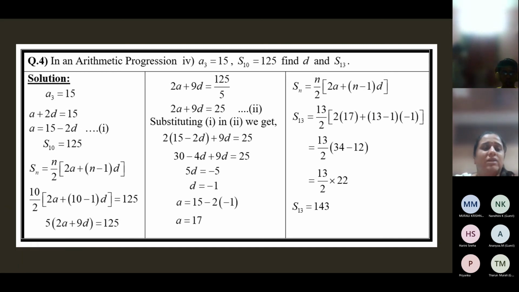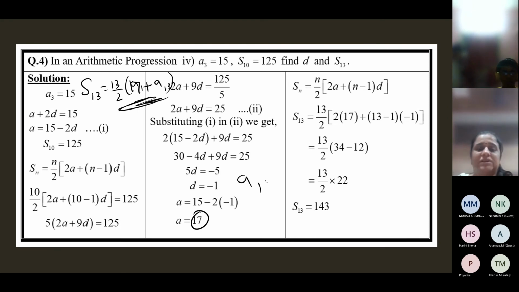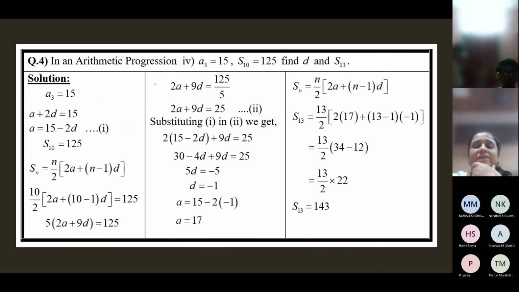If you want to use Sn is equal to n by 2 of the first term plus the last term, that is A1 plus A13, then S13 is equal to 13 by 2, n by 2 of the first term, what is the first term, 17, 17, plus the last term, A13. If you want to use this formula, find A13 and then use that formula. A13 is A plus 12D. Find that and then use the formula.